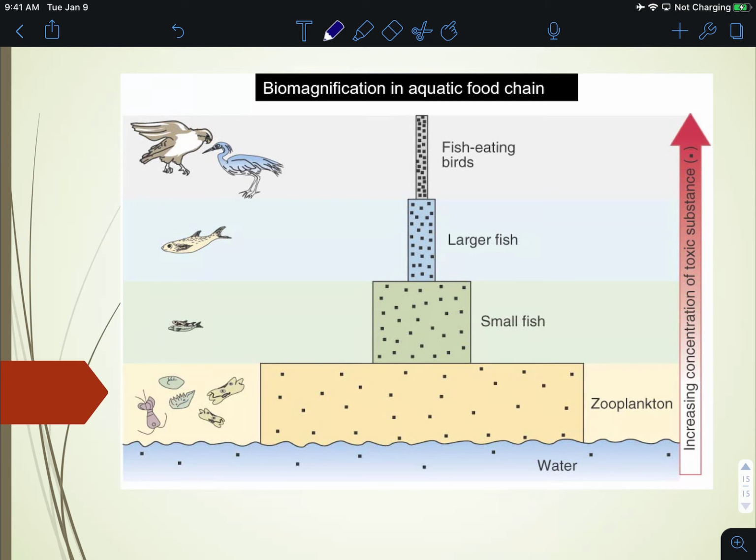So here it is now, it's in these guys here, and it doesn't break down, and then a small fish eats a bunch of these smaller ones down here, these zooplankton, and now it's collecting DDT. And as it's breaking down that material for energy, the DDT doesn't get broken down, it gets stored in its fat tissue. So now these guys here have more DDT in their fat than these guys, and so forth.